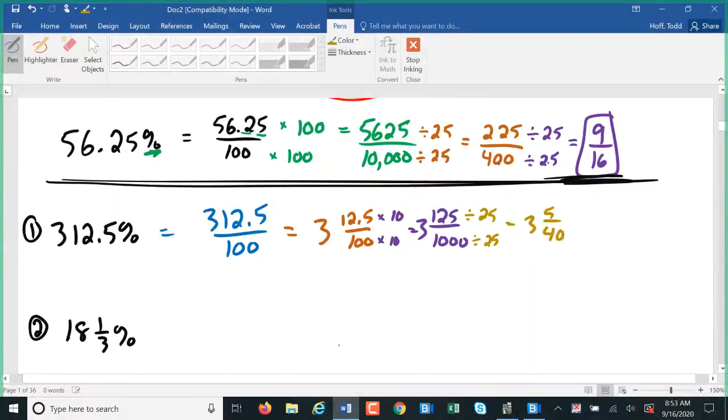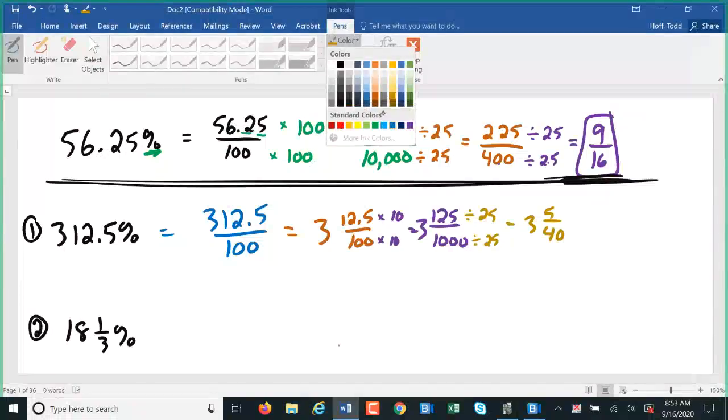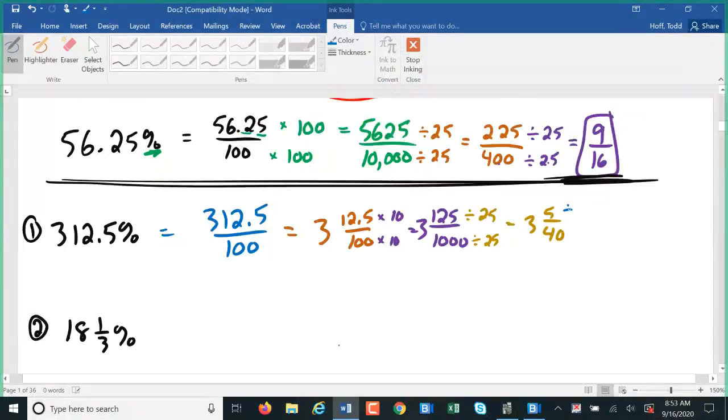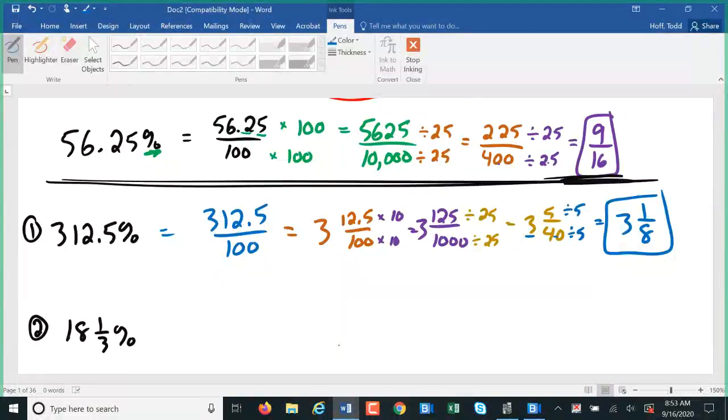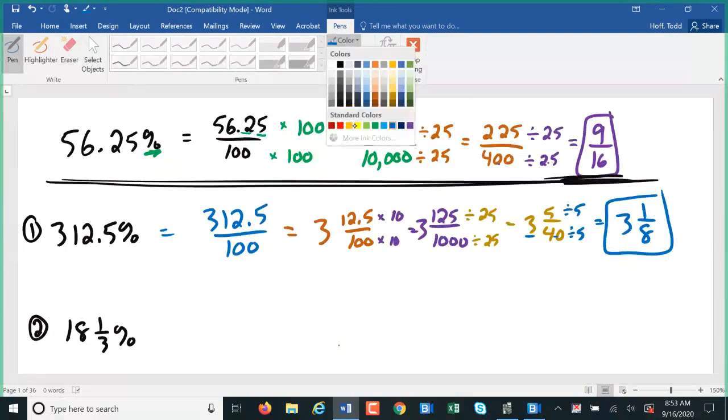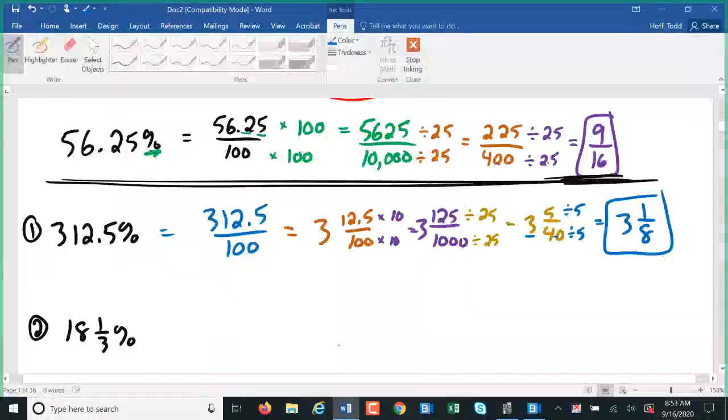Again, we can't forget the 3 on the front. Both the 5 and the 40 divide by 5. 5 divided by 5 is 1, and 40 divided by 5 is 8. Still have the 3 on the front. That is as far as it can reduce. That's 3 1/8. So 312.5% is 3 1/8 as a fraction. 18 1/3%.